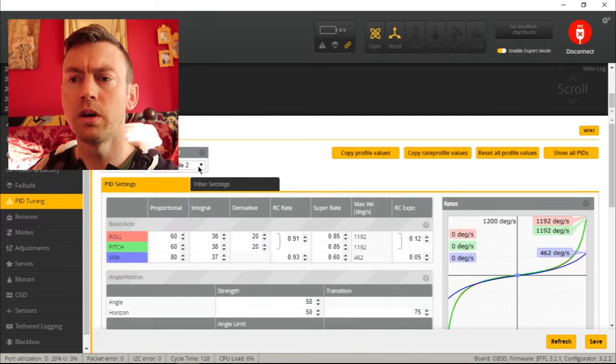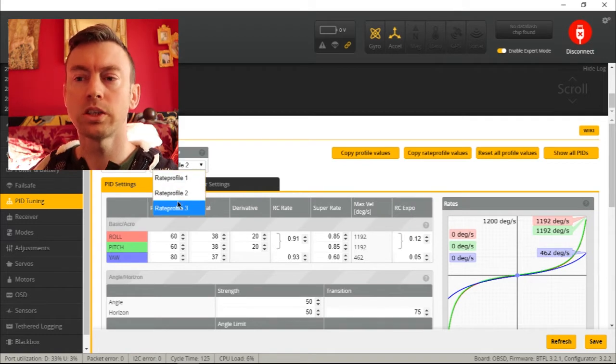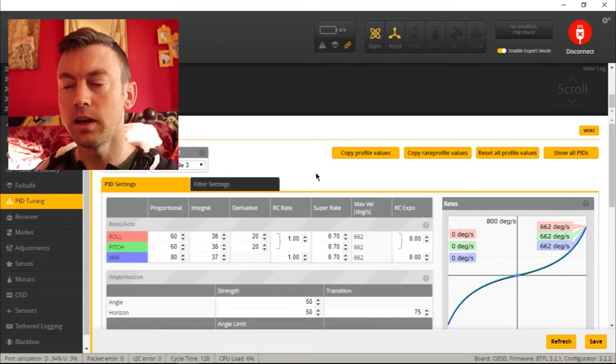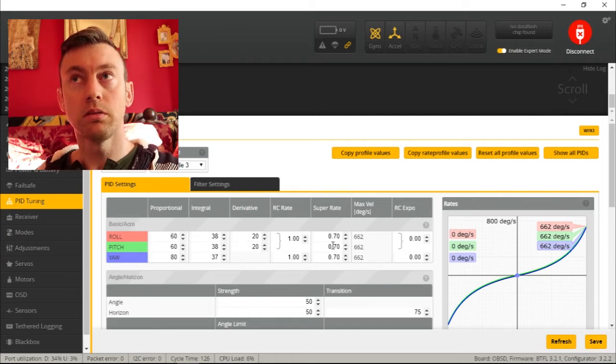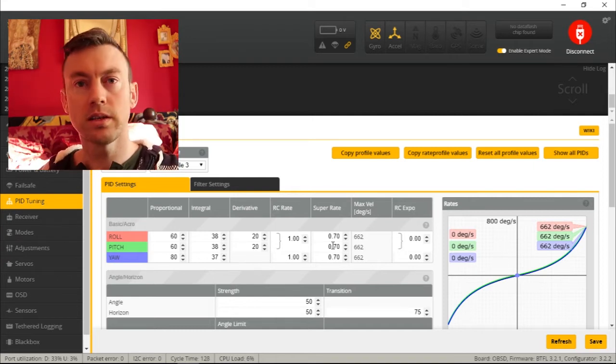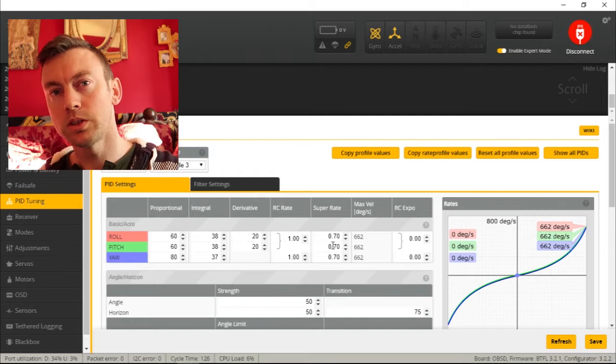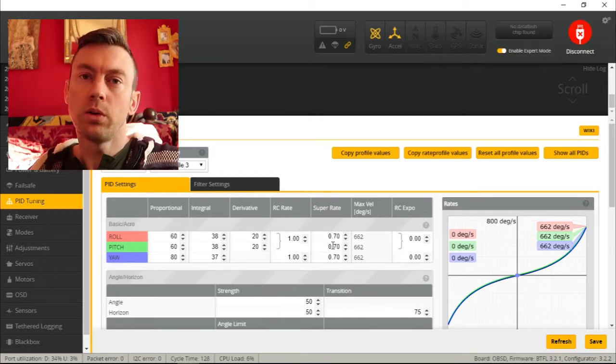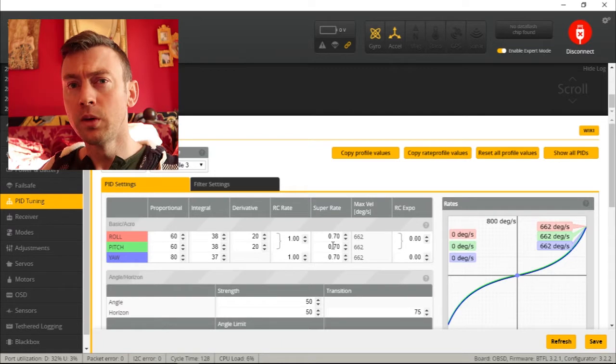I'm going to jump over to a rate profile where I haven't actually changed the rates. I have changed the PIDs though. At the current setting, your quad will fly nice and buttery. It's probably fairly good settings for racing, but you probably want to tweak them a little bit, or at least understand them so that you get a feel for how you will fly better, or how you will feel better when you fly even.